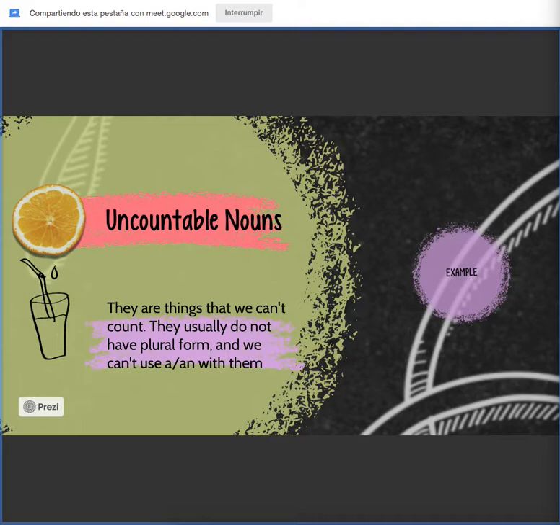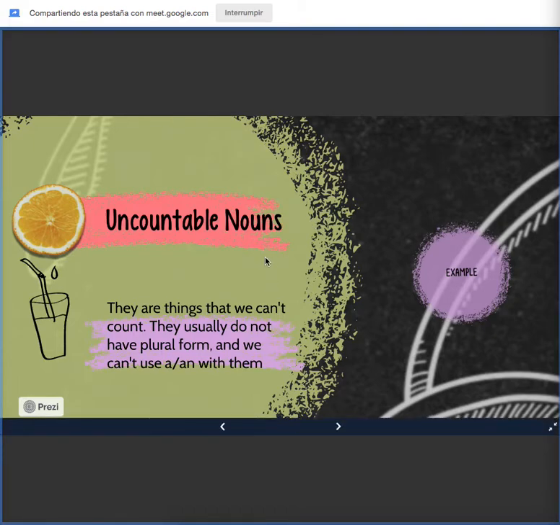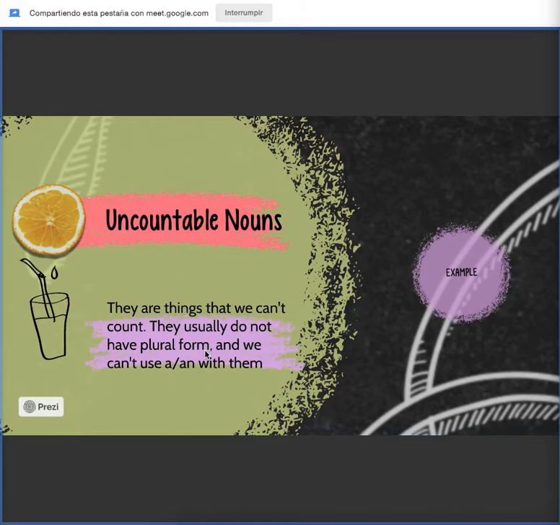Okay, so in the previous one, when you have countable nouns, you were able to use an with the words because you were able to use like uno, una, and so on. In the case of uncountable nouns, as we were saying, these are things that you can't count. Cosas que no puedes contar. For that reason, you are going to take into account these two important things. First of all, they usually do not have plural form.